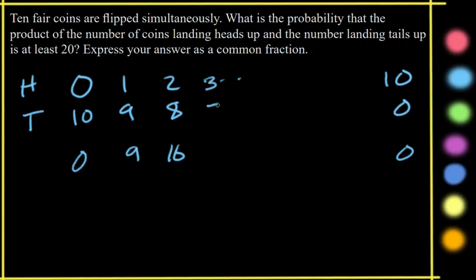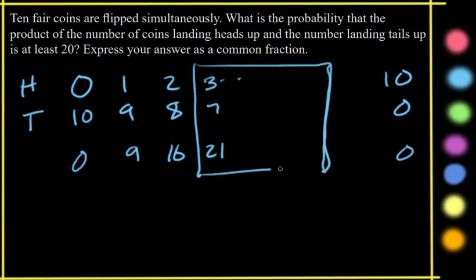So we got 3 and 7. That'll give us 21. Okay, so that's that. Everything but the first 3 and the last 3 are going to be at least 20. So what is the probability that the product of the numbers hit is at least 20? Okay, so these are the ones we want to keep, I guess, right?